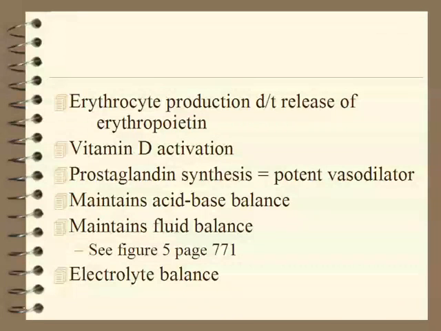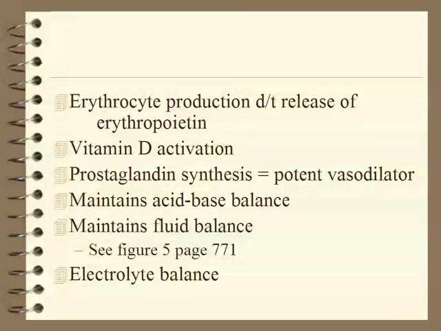Prostaglandin synthesis occurs in the kidney, and this is a very potent vasodilator. But this prostaglandin works only in the kidney. And it does this to maintain the GFR by causing an increase in sodium and water excretion, vasodilatation, and renin release. There's a box on page 770 that shows the effects of prostaglandins, because elsewhere in the body, prostaglandins cause pain.